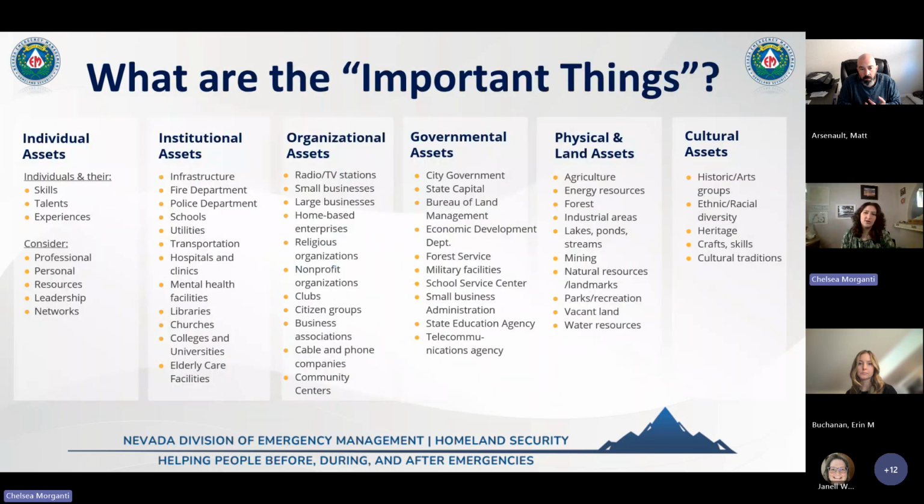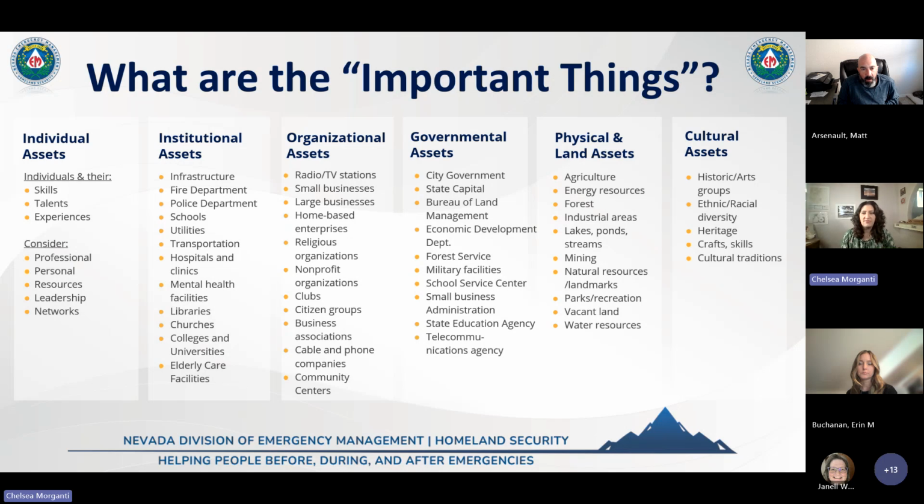Other things to consider are your important things. So when you're talking about natural hazard mitigation, we want to think about what do we want to protect? Where are our gaps? Where are our goals? Where are our needs?